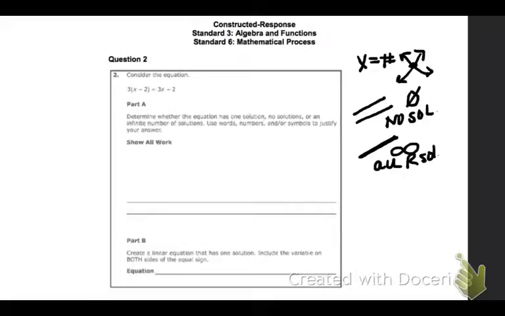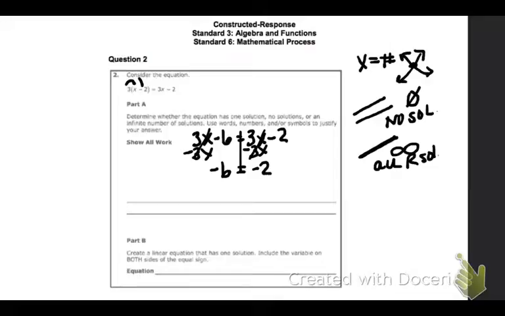All right, so I'm going to use distribution property, and I'm going to get 3x minus 6 equals 3x minus 2. I'm going to go ahead and solve. I'm going to subtract 3x from both sides. Oh, they cancel each other out. I'm left with negative 6 equals negative 2. Kind of looks strange to me, right? So I'm going to keep on going if I choose to. I may get down to negative 4 equals 0.